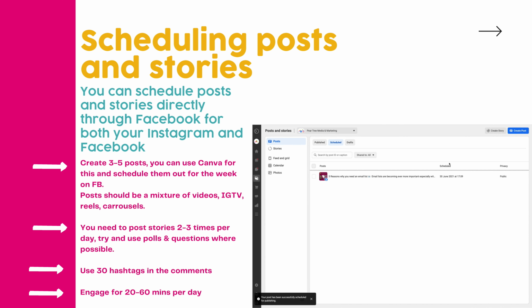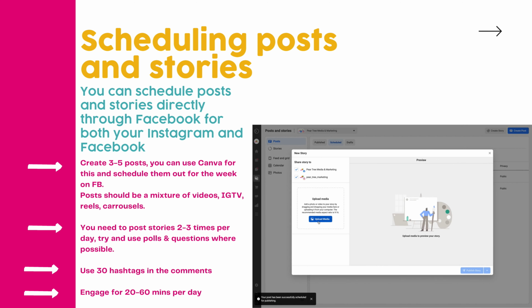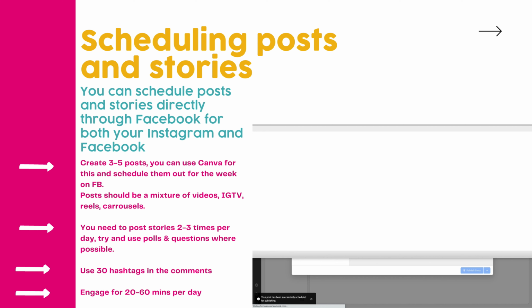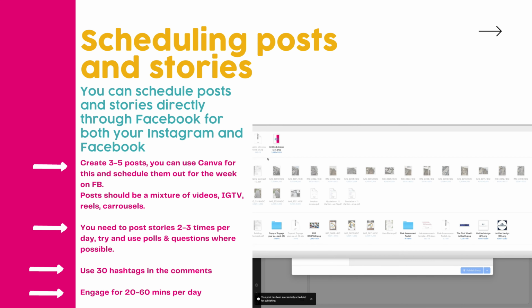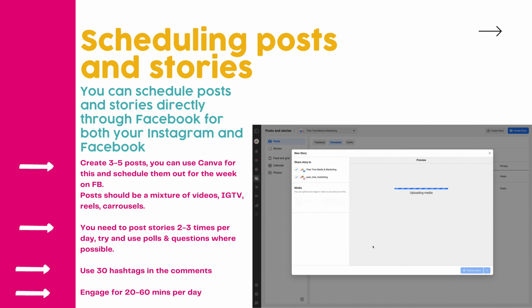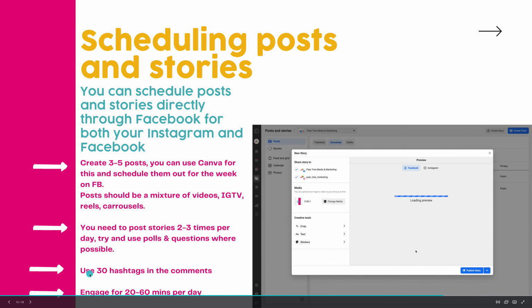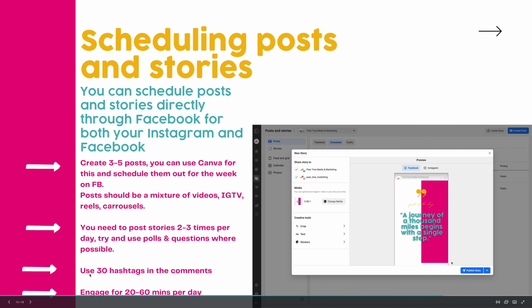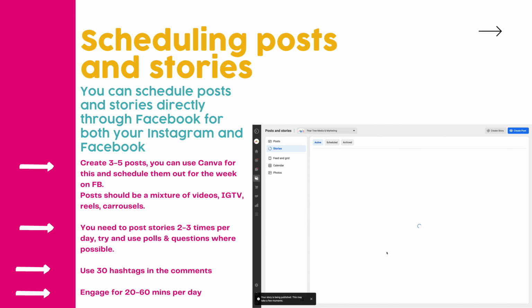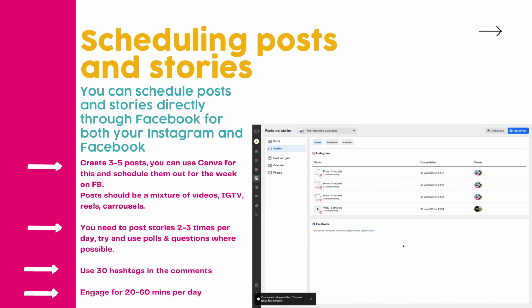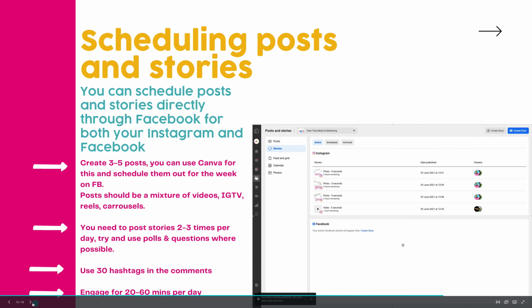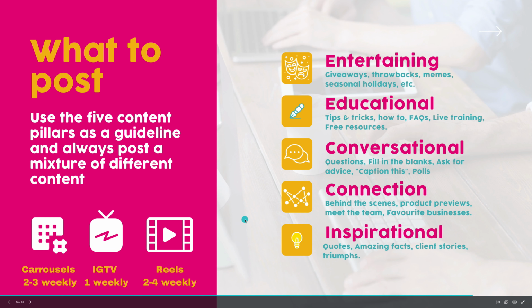You also want to go and engage with the photos of the people who have commented most recently on the latest post of your competitor. Just do that for 20 to 60 minutes a day, and that will help you to grow. On average, if you do 20 to 60 minutes of engagement per day, we see about 200 to 300 follower growth per week. So very important.